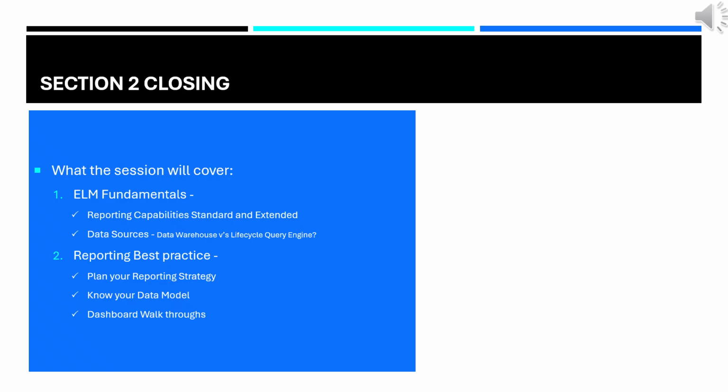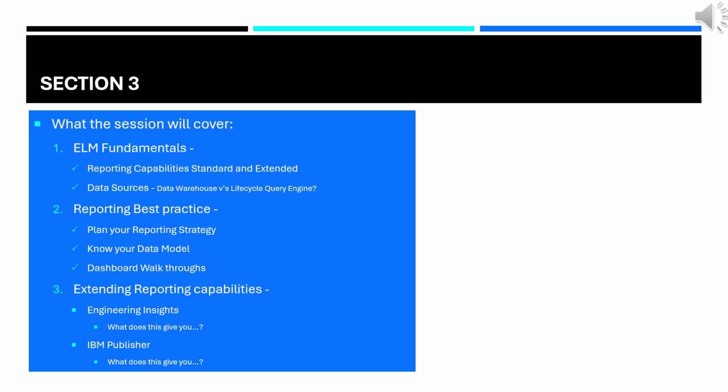So that sees us come to the end of section 2, reporting best practice. We've covered planning reporting strategy, so looked at the details around what you need to have an understanding of before you start planning that reporting strategy. We've given you some insight into how the data models work around our artifacts and our attributes, for instance, and we've also had a bit of a walkthrough of some of the possible options you've got in those dashboard walkthroughs.